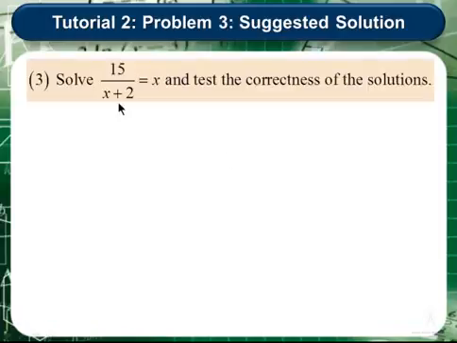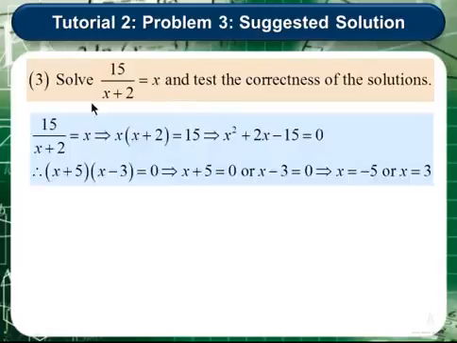In the third and final problem of tutorial 2, we have to solve this given equation, which turns out to be a quadratic equation. And we have to test for the correctness of the solutions as well. Now we multiply, cross multiplication. Since x is x over 1, we have here x times x plus 2 is equal to 15 times 1, or just 15, and that gives us the standard form of the quadratic equation, namely x squared plus 2x minus 15 is equal to 0.